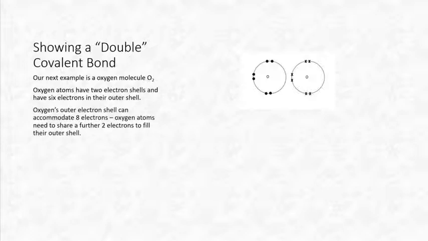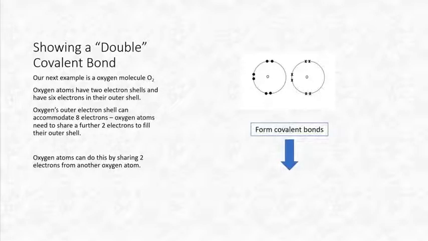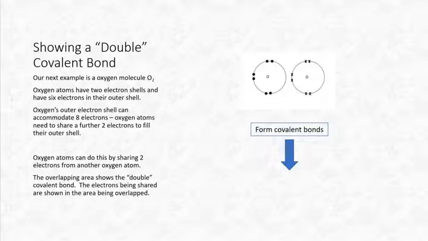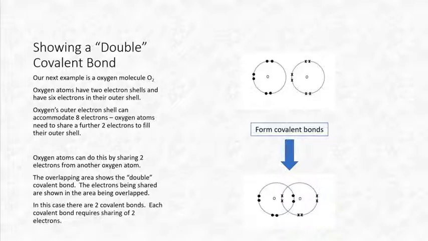Oxygen's outer electron shell can accommodate 8 electrons. So oxygen atoms need to share a further 2 electrons with other atoms to fill their outer shells, and they can do this by sharing 2 electrons with another oxygen atom to form a covalent bond. We're going to have an overlapping area showing the double covalent bond, and in there we'll see the electrons being shared. You can see there are 4 electrons in that area, so that's 2 covalent bonds.